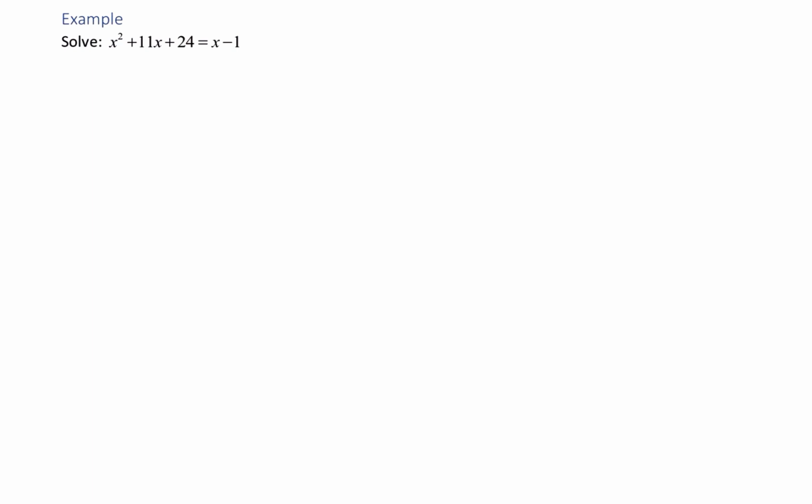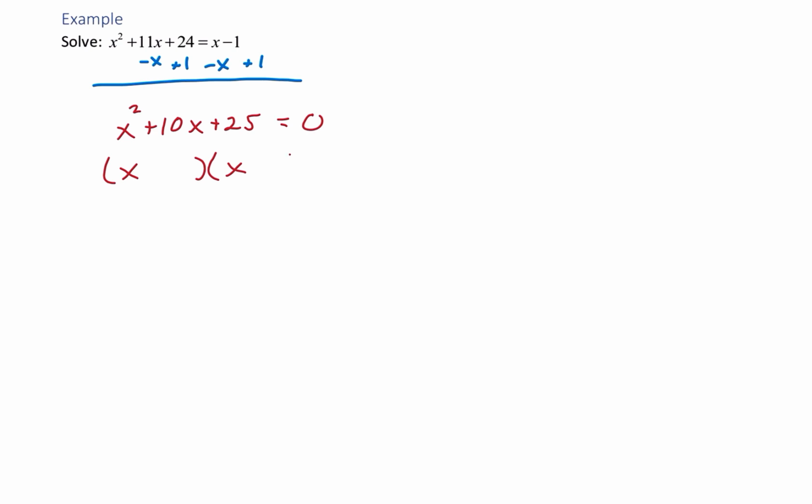In this example, we need to set the right side of the equation equal to 0. To do that, we need to subtract x on both sides, and we need to add 1 to both sides. That will leave us with x squared plus 10x plus 25 equals 0. From here, we can factor: two numbers whose product is 25 and whose sum is 10, 5 and 5.